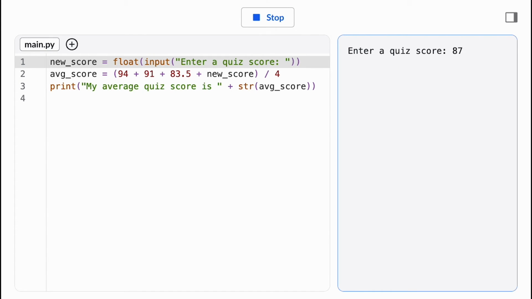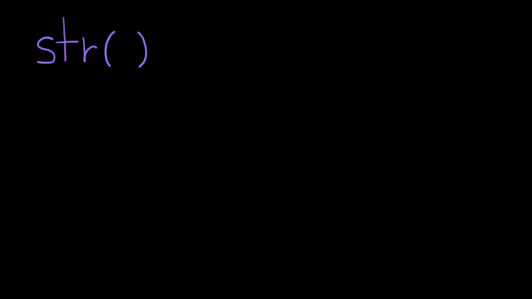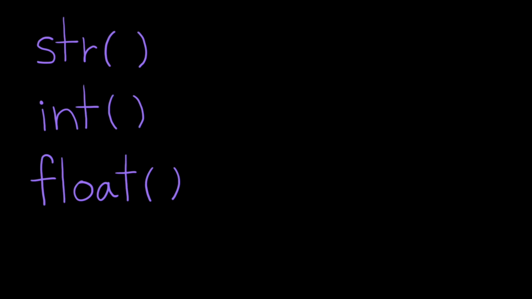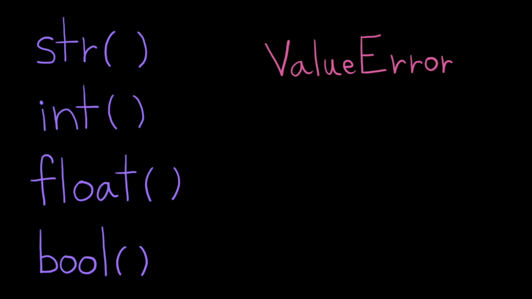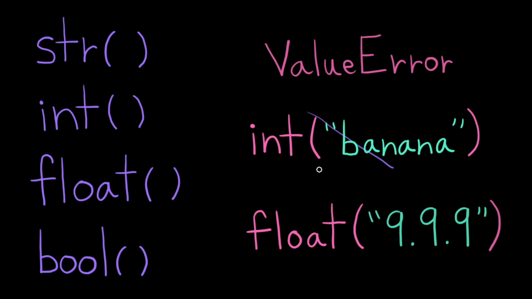Then we don't have to remember later to cast the value of newScore to a float anytime we access it. Put that all together, and we can cast values using the string function, the int function, and the float function. Also note, there is a bool function that converts values to booleans. If we try and cast values that just don't make sense, as you saw, we get a value error. This is like if I tried to cast the string banana to an integer, or the string 9.9.9 to a float. It's just not possible in any meaningful way. Like, what should banana be as an integer?